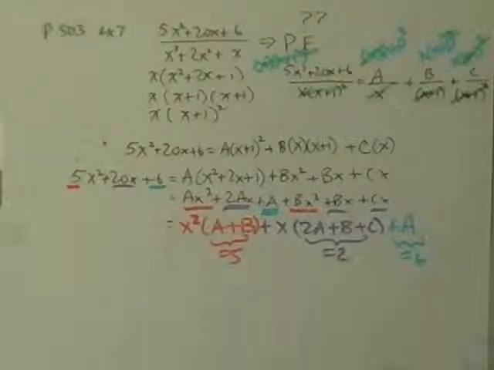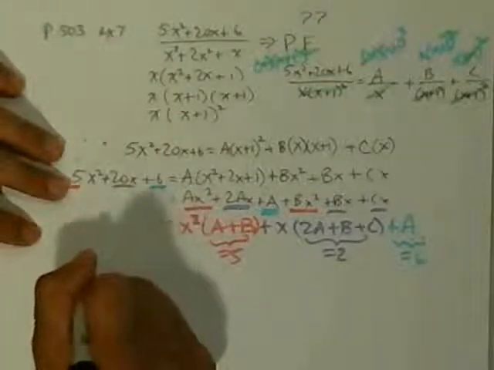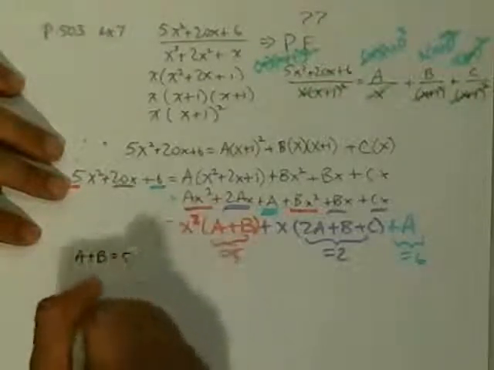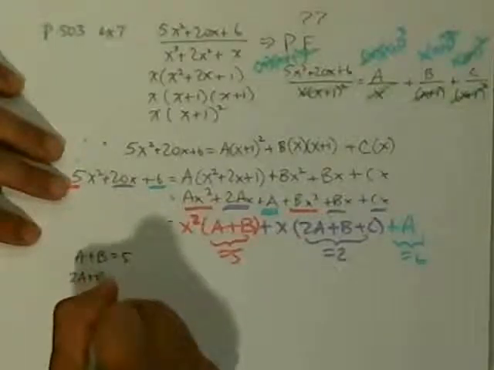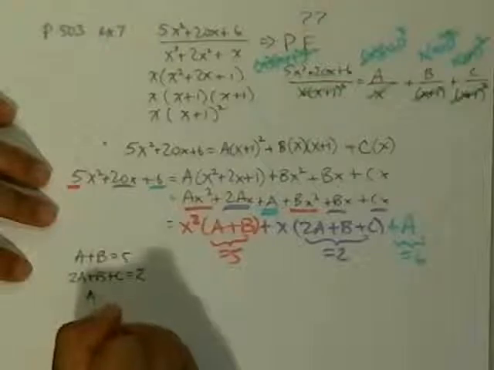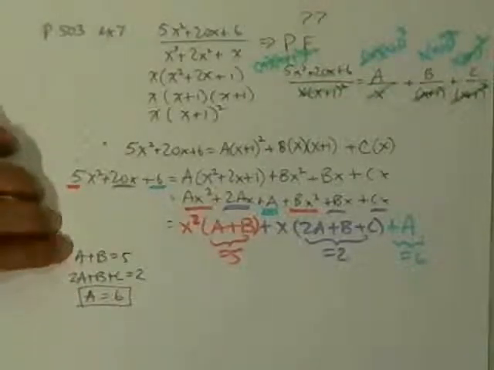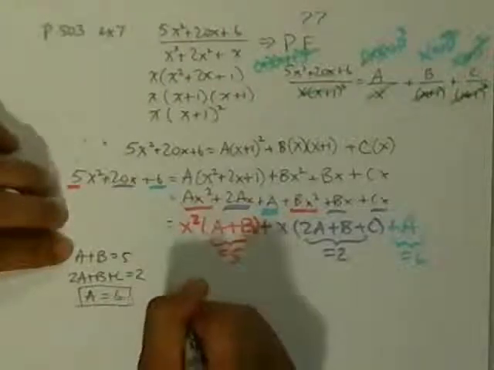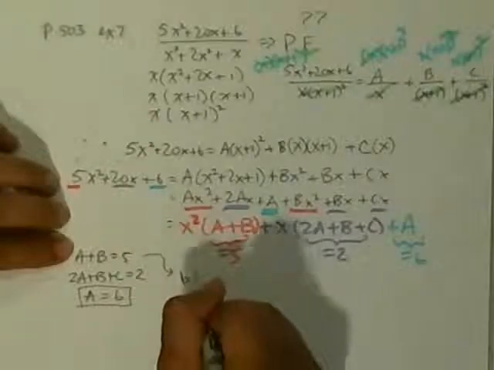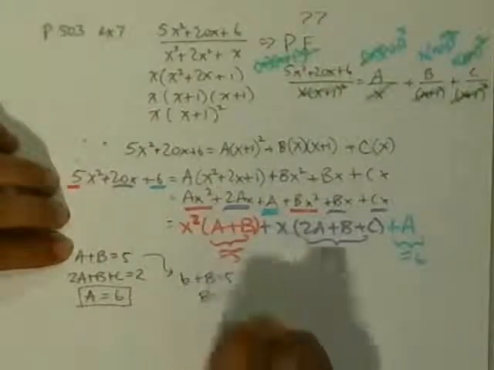Again, we do the same process all over again. We end up with a plus b equals 5. 2a plus b plus c has to equal 20. And of course, a has to equal 6. We found one of our values. A is 6. Plug it back in. You get 6, I'm going to use this equation right here, plus b has to equal 5. Subtract the 6. B has to equal -1.